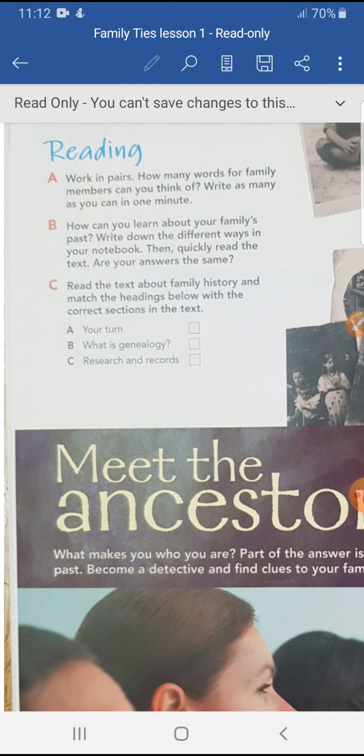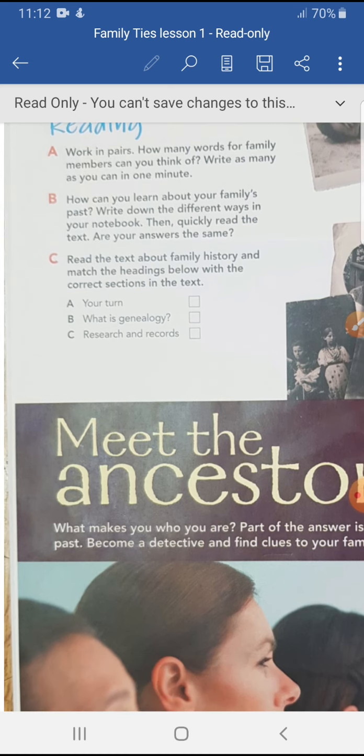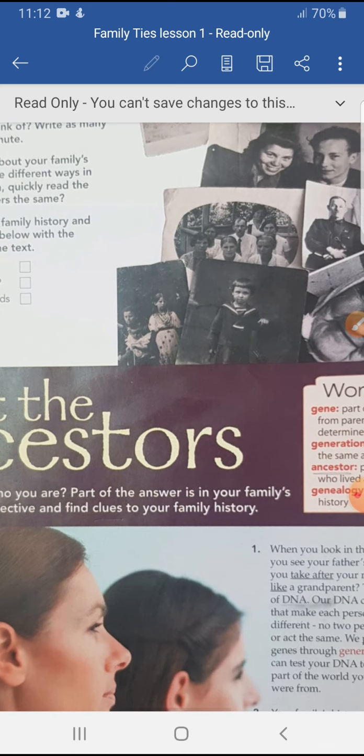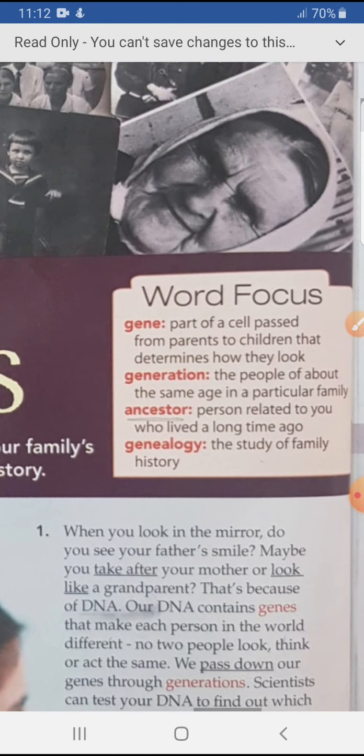C. Read the text about family history and match the headings below with the correct section in the text. We will answer this question after reading the text. Before reading the text, we have to read word focus because we will find them in the text below.